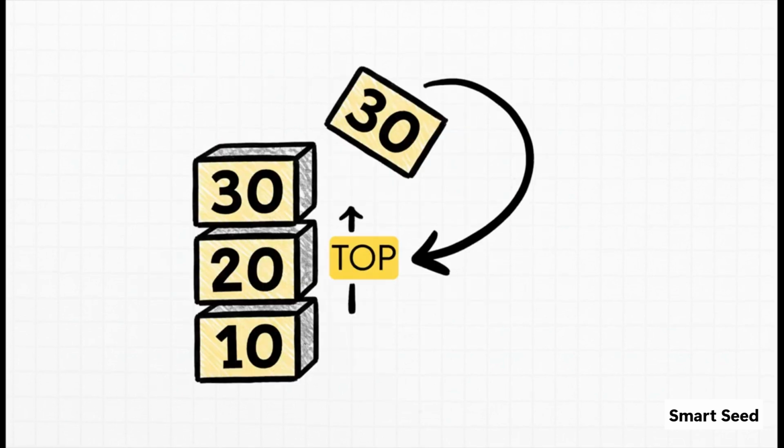Okay, so here's the crucial question. What happens when we pop? Well, the rule is last in, first out. The last number we pushed was 30, so that's the first one that has to be removed. Pop. And just like that, 30 is gone, and the top of the stack is now 20. Simple, totally predictable, and really, really powerful.